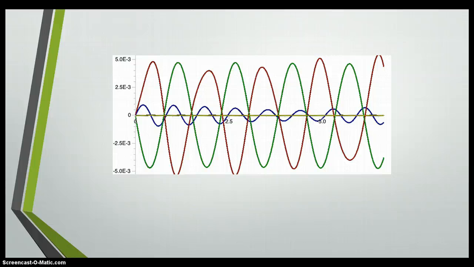Question 1 asks whether or not the energy principle is satisfied. Since all the energies add up as seen in the graph, the energy principle is satisfied.